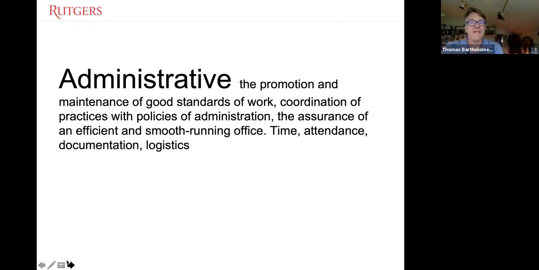So I think this is a terrific way to describe this. This is about people doing what they need to do. Doesn't matter if you're a great clinician, if you don't show up and you don't document, it's not going to work out. So that's what administrative supervision is, the promotion and maintenance of good standards of work.